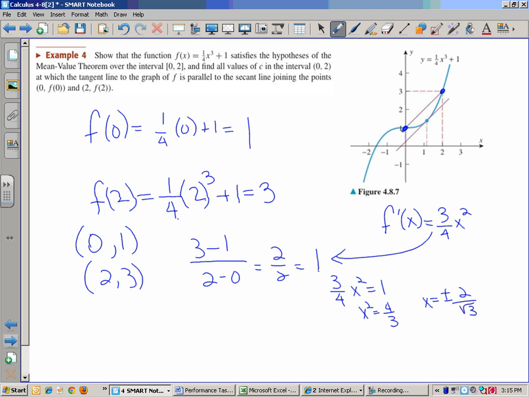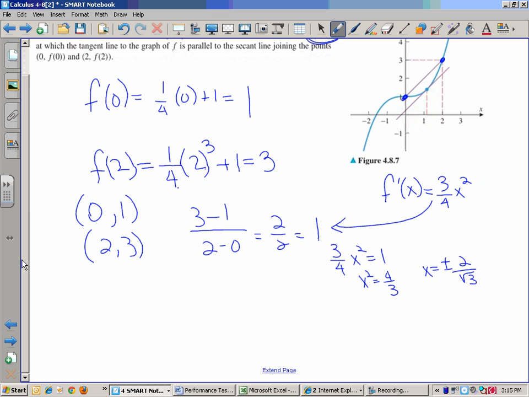Now, my answer here is x is equal to plus or minus 2 over root 3, but I was very specifically told in the interval 0 to 2, which means the negative number has to be thrown out. The c, the constant value that we're looking for, is actually the x that we found, 2 over the square root of 3. So the c they're talking about, the constant that makes the mean value theorem work, is actually our x, and we get it as 2 over root 3.